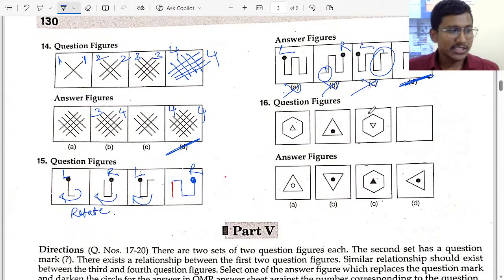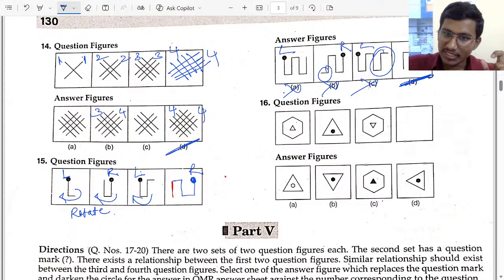Okay, next, the 16th question. If you see what is happening, there is a circle, a triangle and a hexagon, 6 sides, and they are moving outside and inside, right? So they are moving in and out. If they are moving in and out, there is a color part also, right?